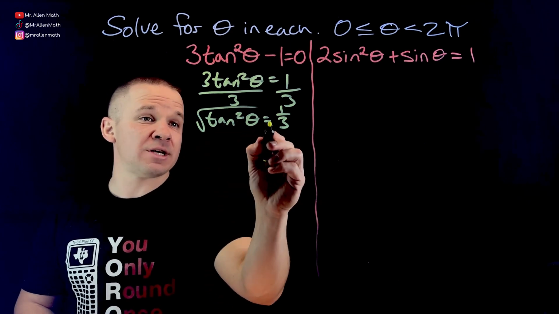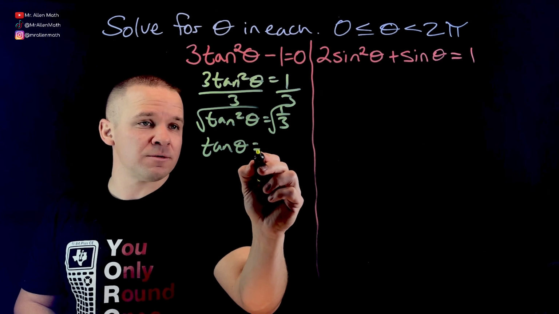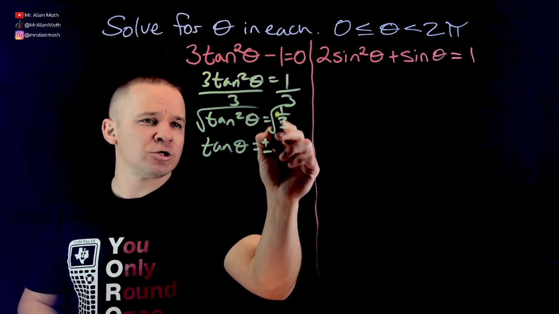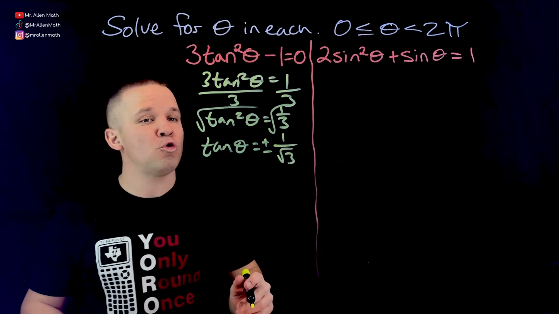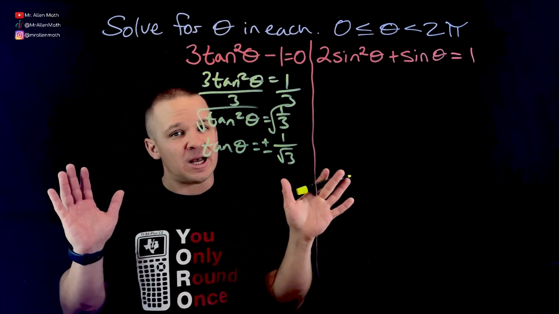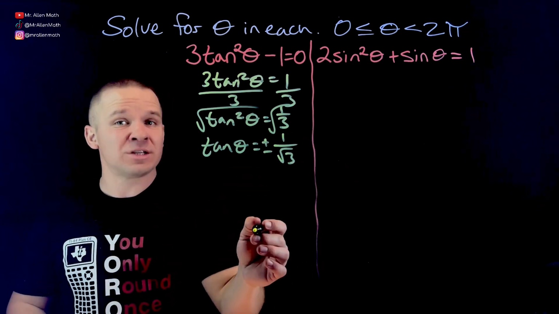How about square root on both sides? That'll do. And now I've got tangent of theta equals plus or minus the square root of 1, which is just 1, over root 3. All right, so if you're a unit circle person, that's cool. I'm more of a draw triangle kind of guy, so I'm going to draw triangles.